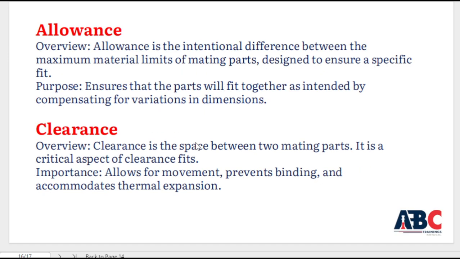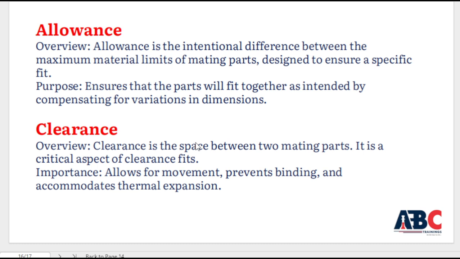Next topic is allowance. Allowance is the intentional difference between the maximum material limits of mating parts, designed to ensure a specific fit. Allowance ensures that the parts will fit together as intended by compensating for variation in dimension.